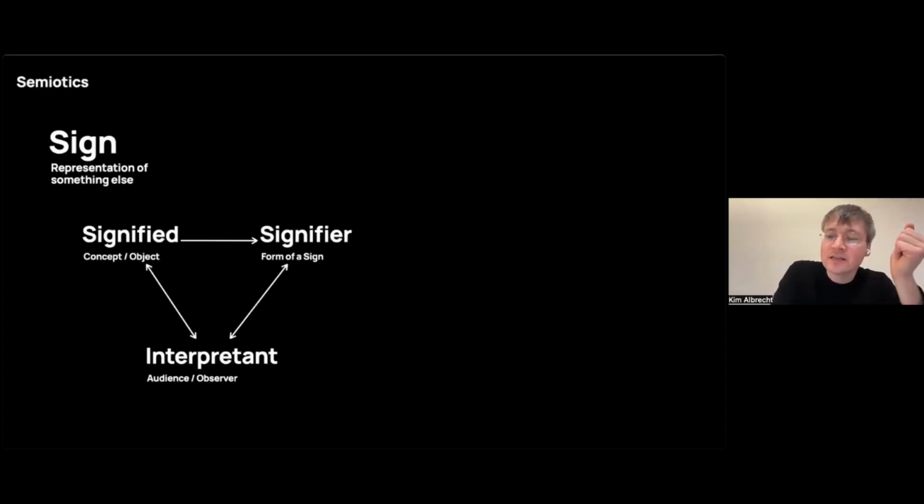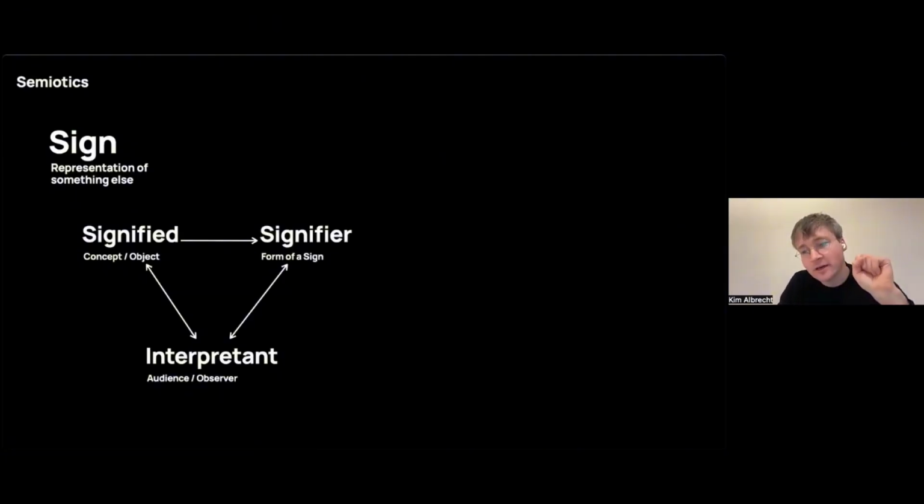The working theory is pretty basic. It's based on semiotics and this idea of Charles Sanders Peirce, of Ferdinand de Saussure, of the sign and the three different parts that the sign needs to be in the world. So it needs something that's signified by the sign. It needs a form of the sign, the signifier, and it needs an audience or observer, the interpretant.